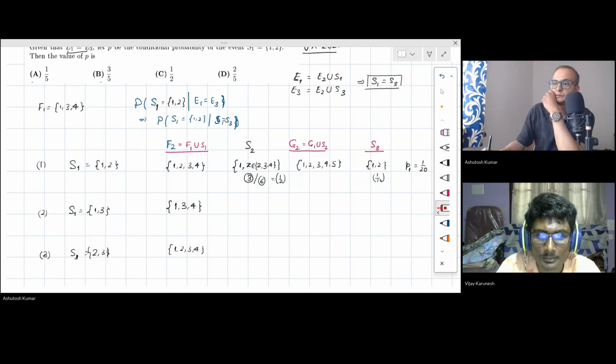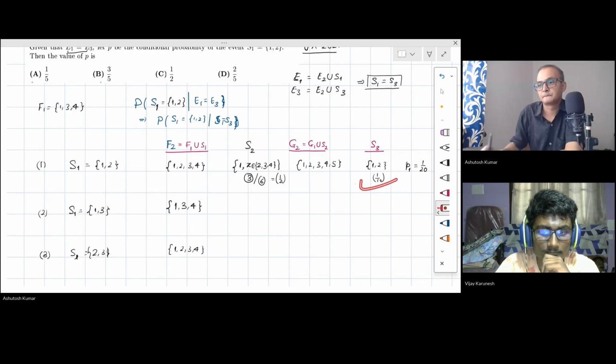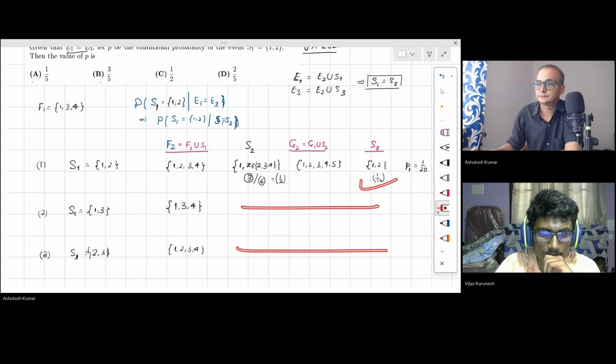You will not understand. See, the probability of S1 being equal to S3, sir. So how do you find it? Conditional probability. You know that. Just focus and see. You are finding this probability. Then you add them up, and find what I have to find out of all of this.